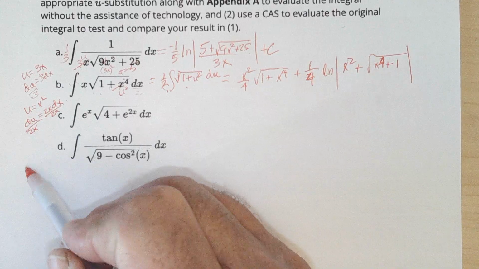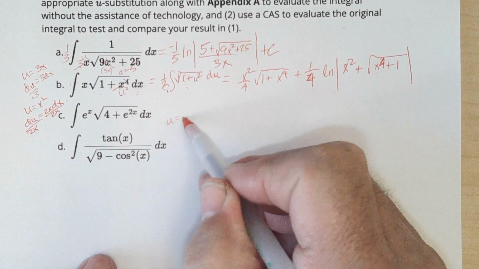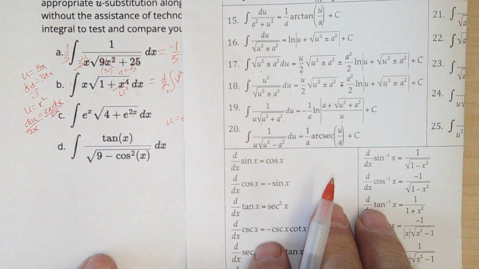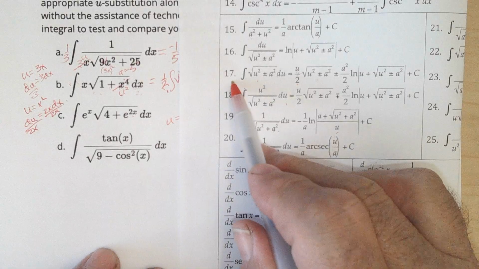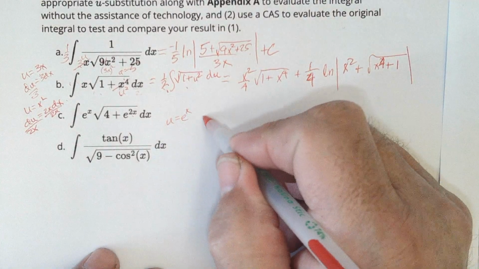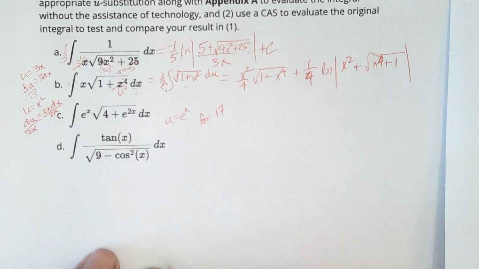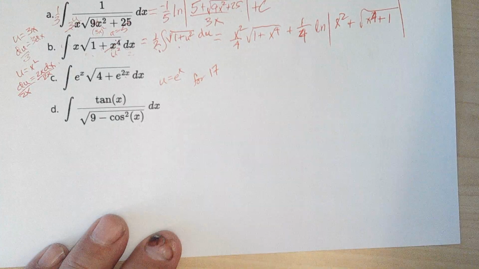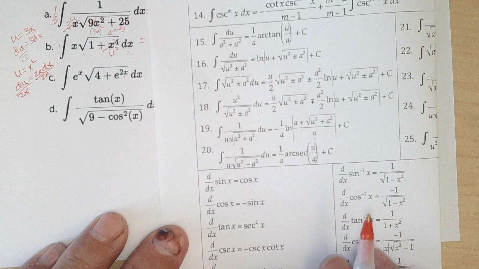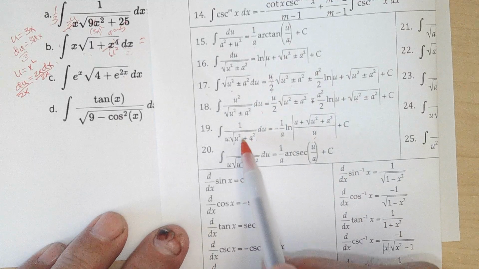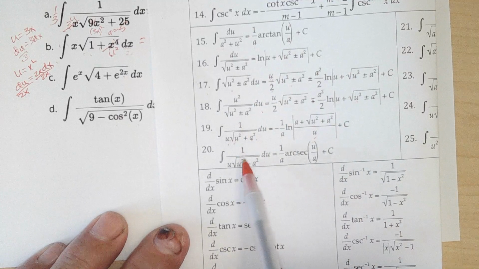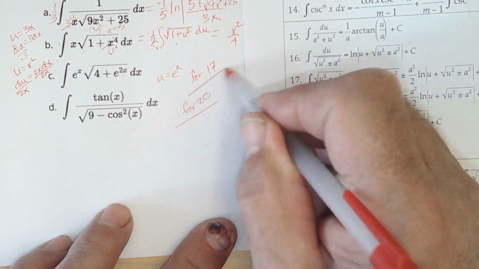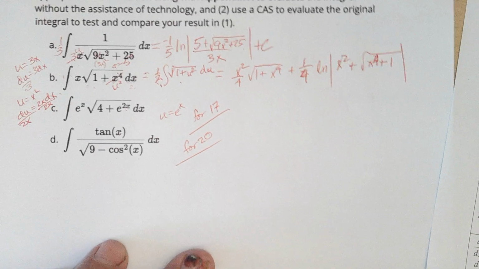This one, if you do u equals e to the x, I think you're going to get the same formula 17. And if you let u be cosine x, you're going to get, I believe, formula 20, I think. So just a heads up on those.